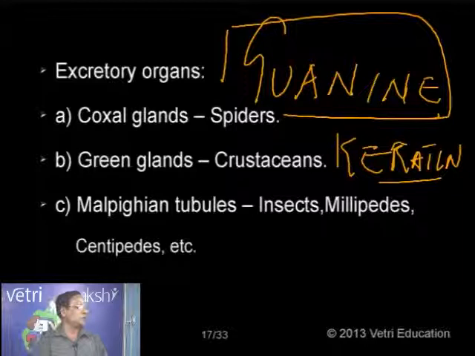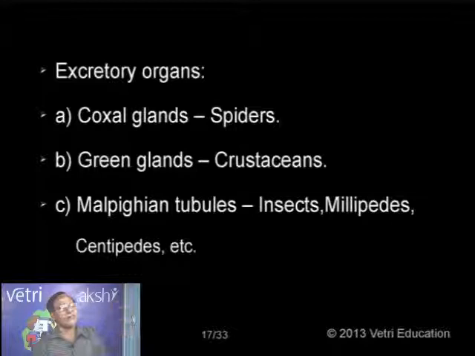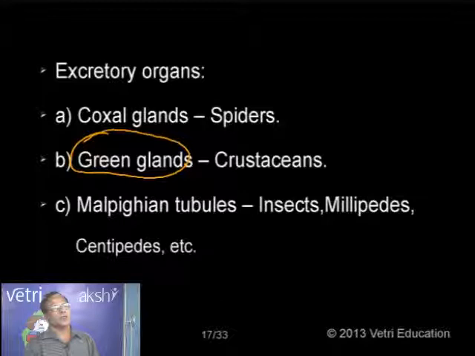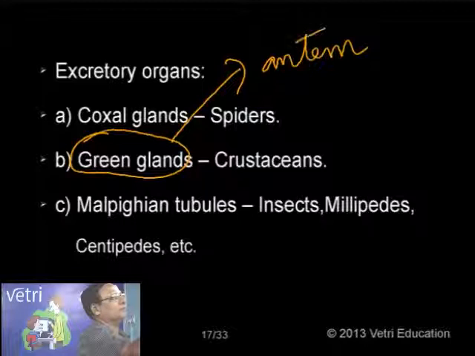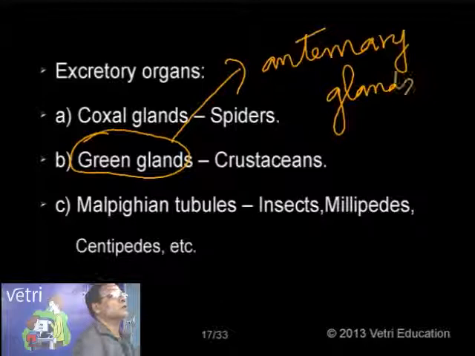Now let's go to the next one, green glands. In the case of prawns, crabs and lobsters, these are all examples, they have green glands. Based on the color, the glands are called green glands. And based on the location, normally they are found at the base of the antenna. That is why they are also called antennary glands.